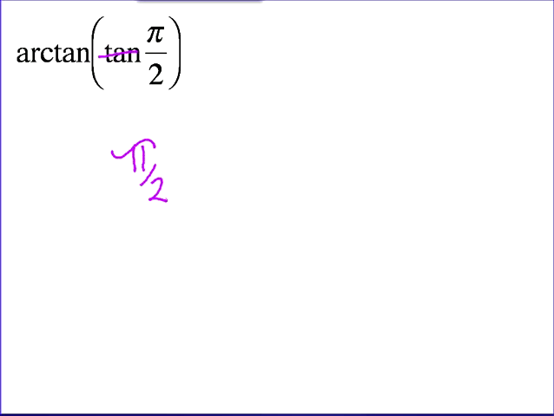But let's think back to arctangent. Could I get pi over 2 from arctangent? No, because what happened there in the graph? Remember, it has an asymptote. So as a result, I can't get this. And so this is actually a no solution.